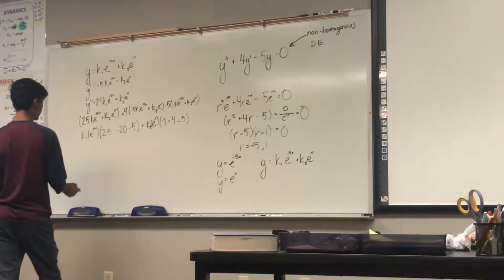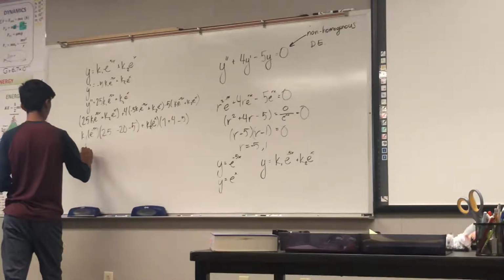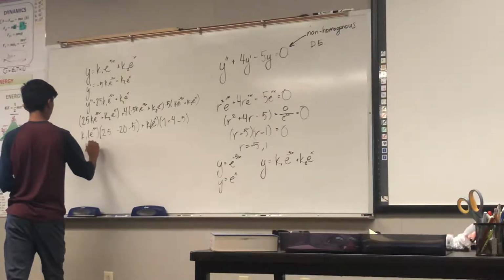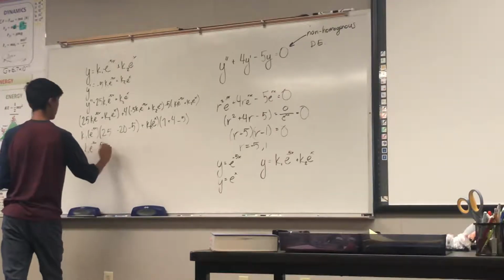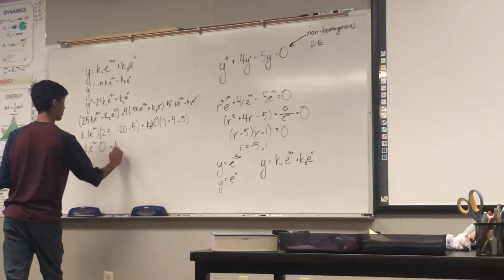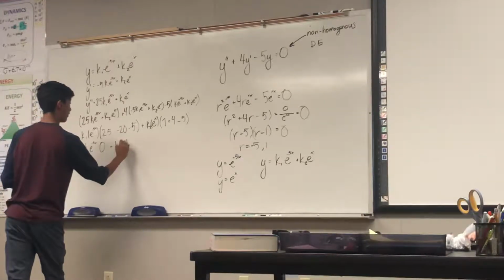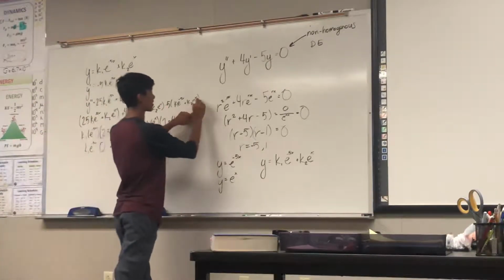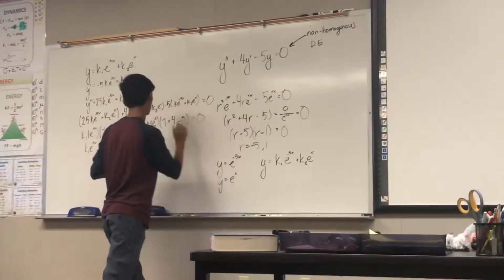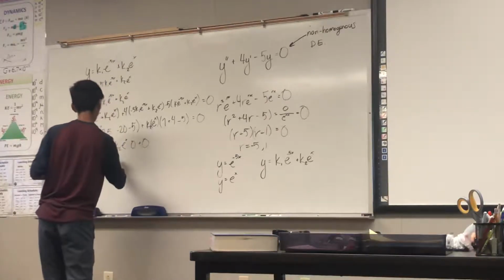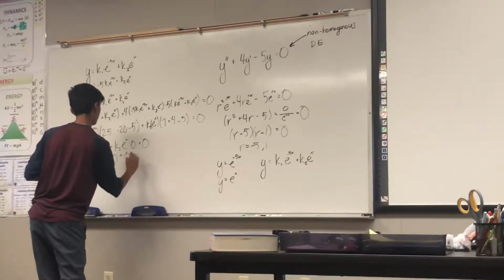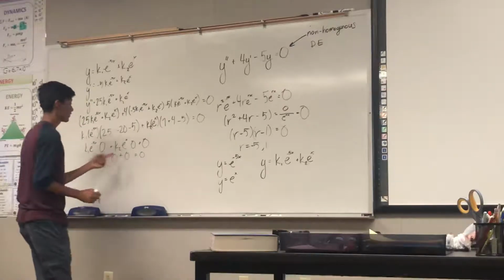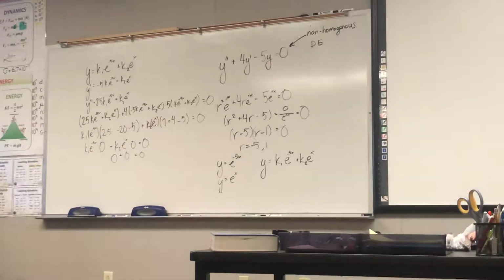So the k2 e^x, does that get all canceled out? k1 e to the negative 5. Yep, it all cancels out. Oh, ends up equaling 0. Yeah, and we had originally this equals 0. So 0 plus 0 equals 0. What's 0 plus 0? 0.